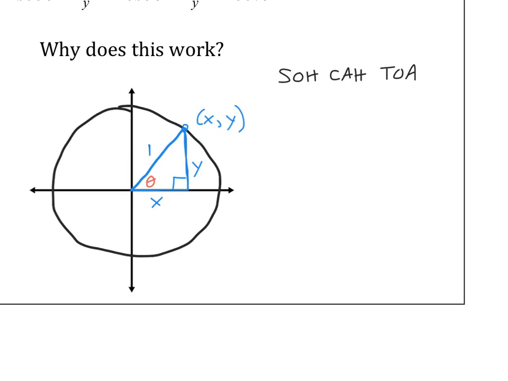So if I'm doing sine of theta, I'm going to do opposite over hypotenuse, which is y over 1, which is just y. So that means the y value of your coordinate is the sine of your angle. If I do cosine of theta, which is adjacent over hypotenuse, it's x over 1, which is just x. And remember, tangent is opposite over adjacent, so we have y over x.